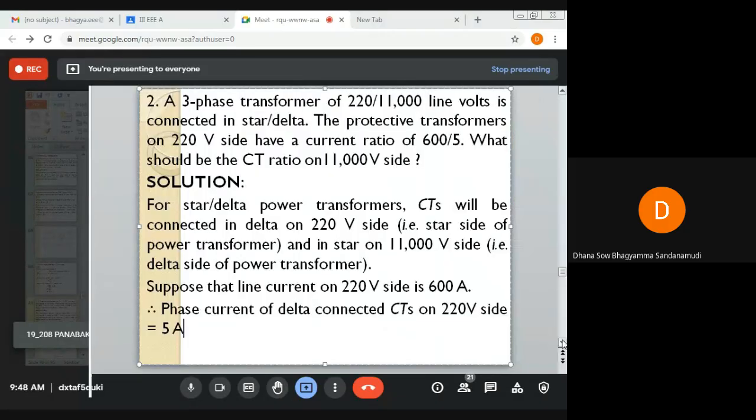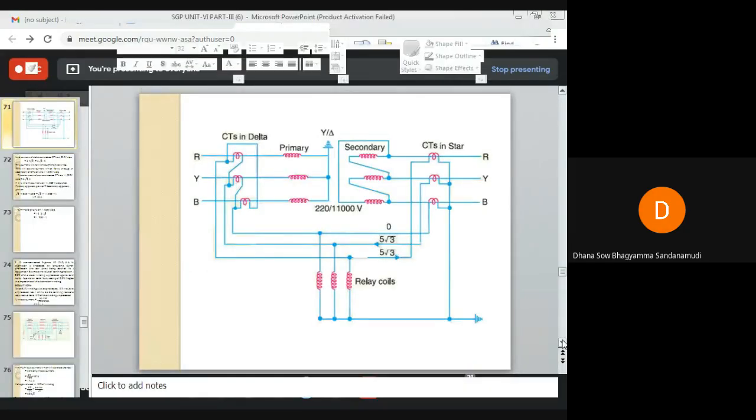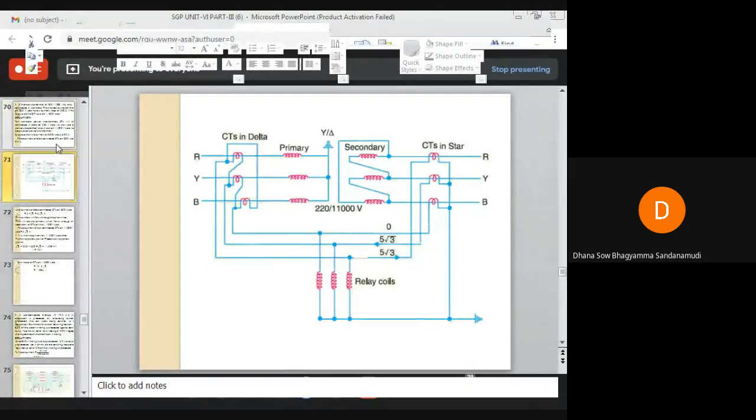Okay, so let us proceed. For your sake, I am showing you this image. So this is the primary side, which is star connected. This is the secondary side, which is delta connected. And on the star connected primary side, the CTs are connected in delta. On the delta connected side of the transformer, the CTs are connected in star. Okay.